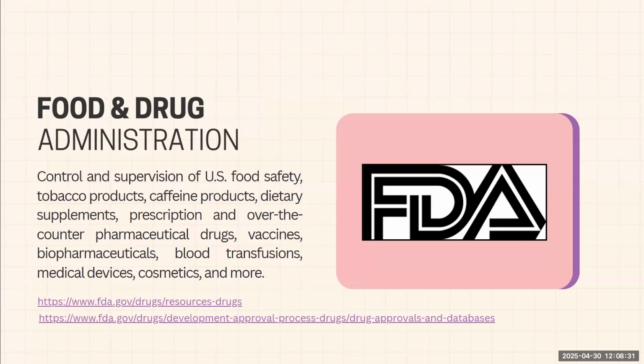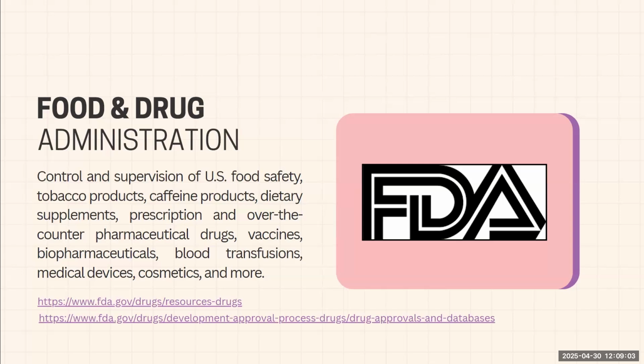So, as I said, the Food and Drug Administration is a main source of information because they are this nation's control and supervisory body for dietary supplements, prescriptions, and over-the-counter pharmaceuticals, vaccines, biopharmaceuticals, all that kind of information. And so they're the ones going through the approval process. They're the ones going through the recall process, tracking shortages, everything of that nature. And so using their sites gives you the most up-to-date information.